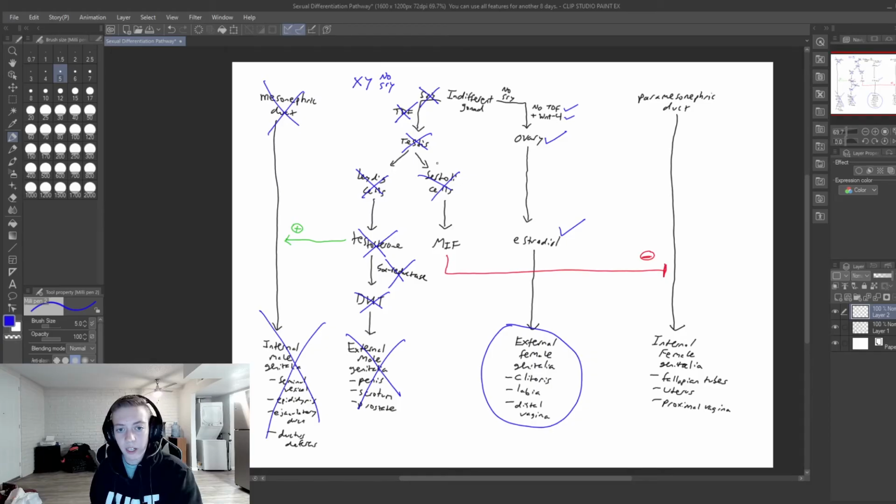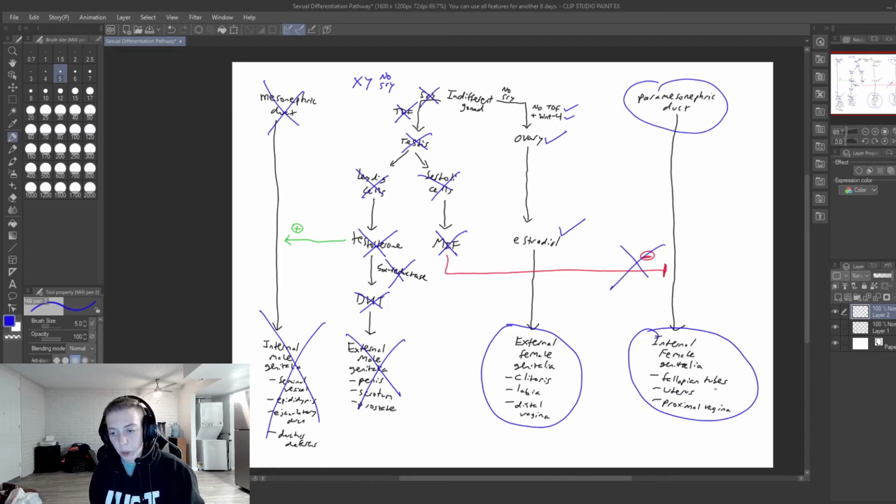And since we don't have Sertoli cells, we are not going to make MIF. So MIF is not going to be able to inhibit, because remember, MIF is inhibitory. So if we inhibit the inhibition, we're going to have stimulation. So we are going to keep this mesonephric duct. It's going to develop into the internal female genitalia. So in this case, we have someone who is XY, and they are going to have a clitoris, labia, distal vagina, and they will also have fallopian tubes, a uterus, and a proximal vagina. So they're going to have a complete vagina, complete female reproductive tract.